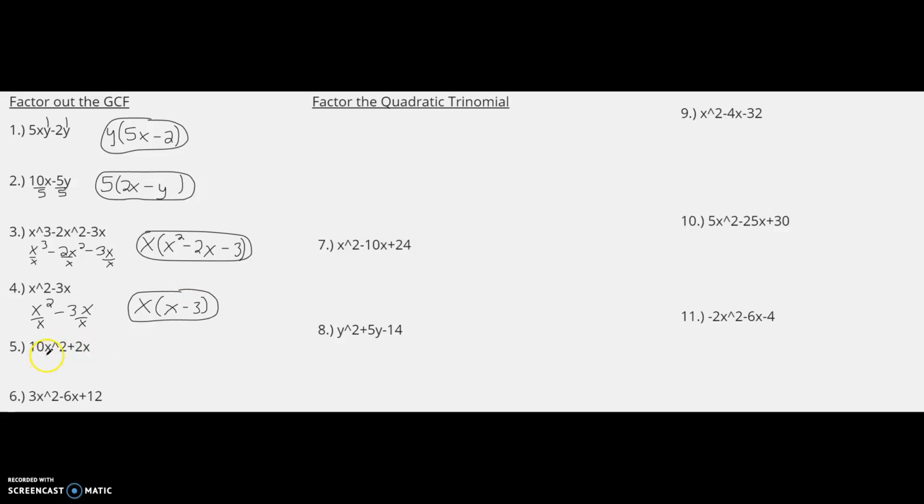Look at number 5 here. We have a 10x squared plus 2x. Greatest common factor is both a number and a variable. Notice the 2, notice the 10. Greatest common factor of those is a 2. And once again we see x show up in both of them. So the GCF is not just a variable, not just a number, but the quantity 2x. So if we divide away 2x, here's what we get left. 10x squared over 2x is 5x. 2x divided by itself is simply 1.